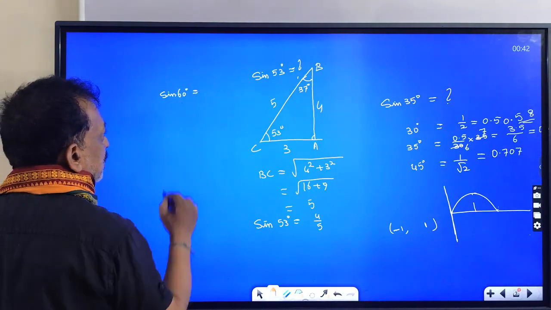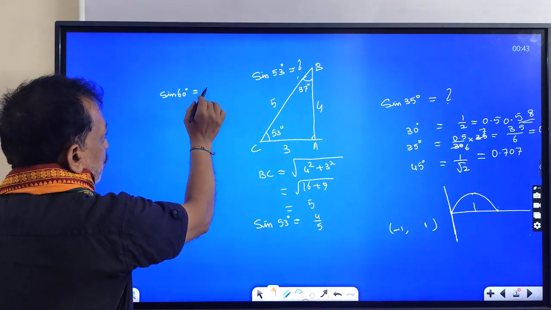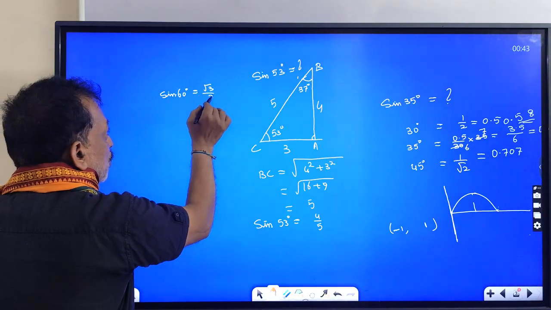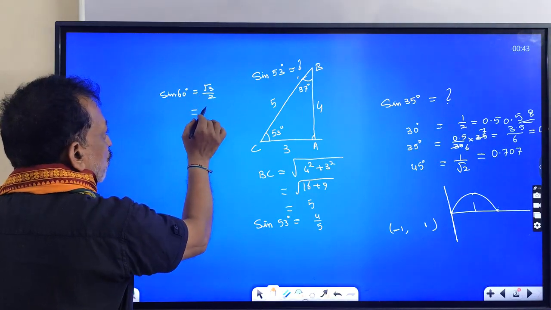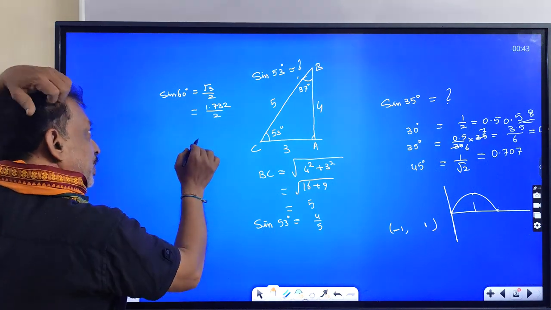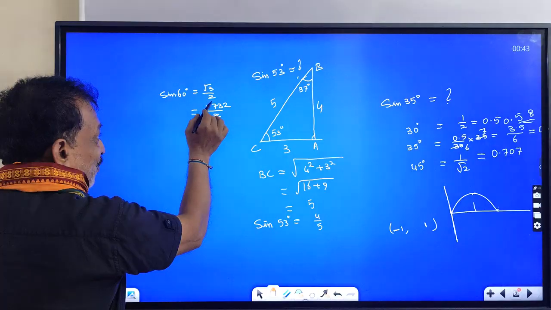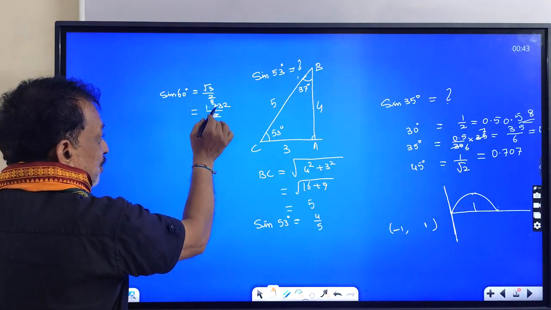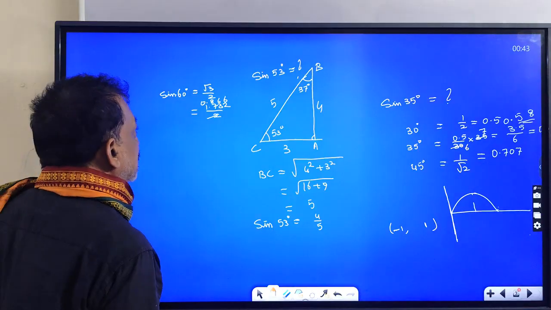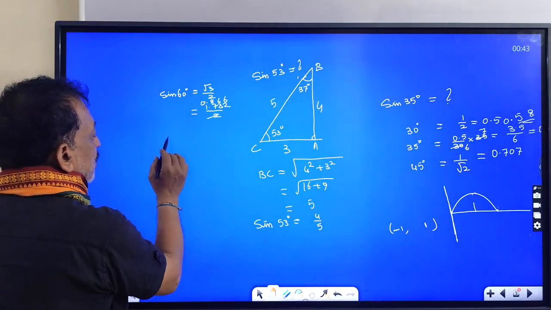Sine 60 is equal to how much? Sine 60 is equal to root 3 by 2. Root 3 is equal to 1.732, so 1.732 by 2. Now simplification: that is 0.866. I want to find sine 53.